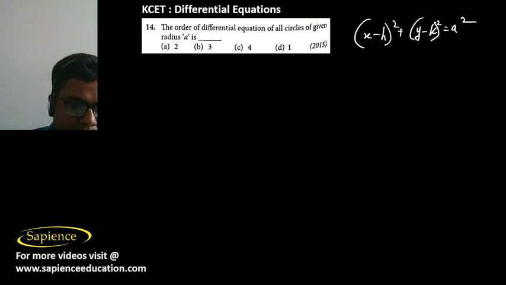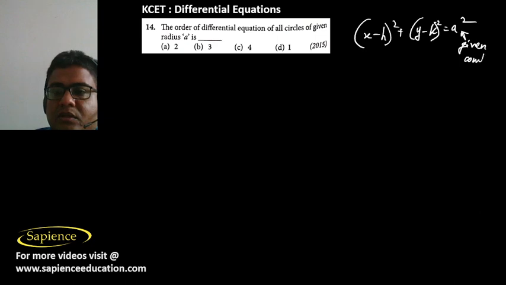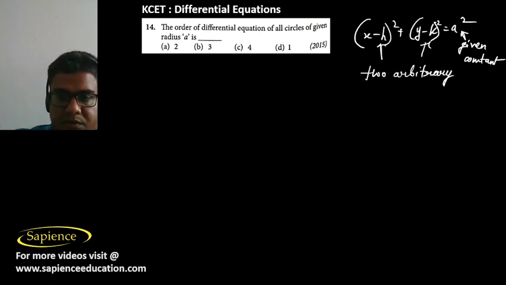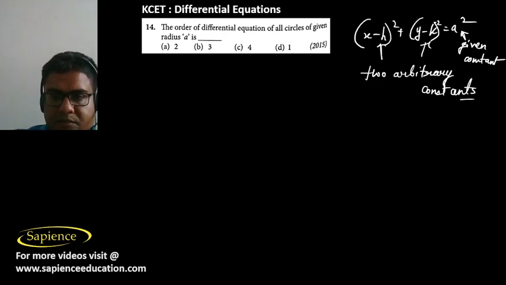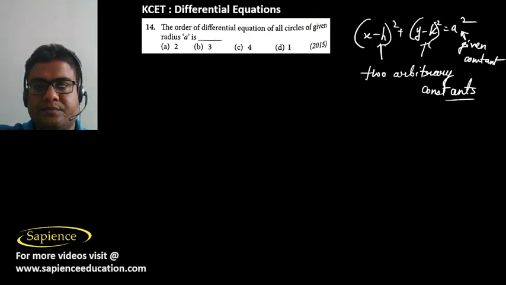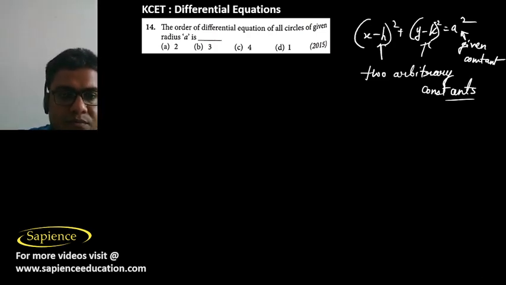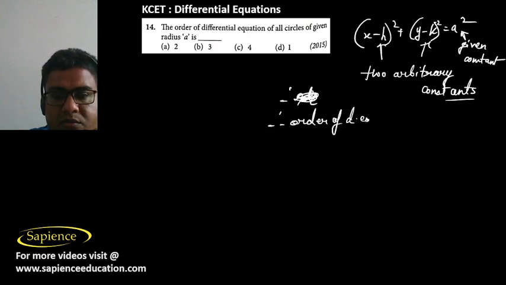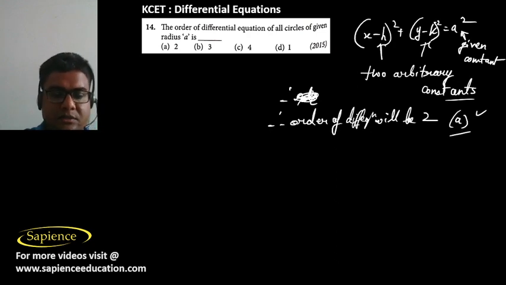The radius is given. This is a given constant, it is not arbitrary. So here we have got only two arbitrary constants, h and k. It means the order of the differential equation will also be 2. Option A is the correct answer.